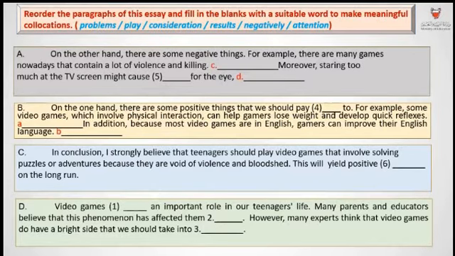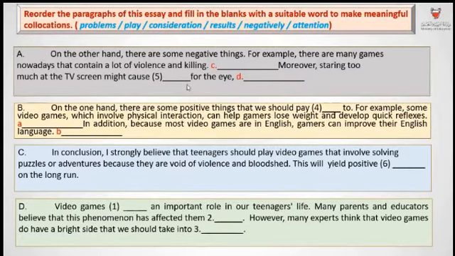All right. Now I need you to tell me the correct order of the paragraphs, and you fill in the blanks with the correct word to make meaningful collocations. A collocation is a combination of two words. All right? Of course, you forget about the letters A, B, C, D. You forget about them for now. The letters which are in red, don't do anything with them now. Just go for the numbers from 1 to 6.